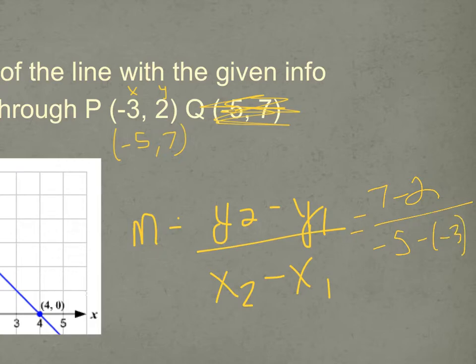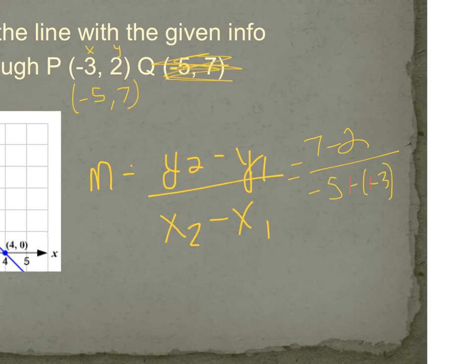Good. Very good. So this would work out to be 7 minus 2 is? 5. Over -5 + 3 is? -2. So my slope is -5/2. You guys leave that as an improper fraction. Slope is never a mixed number.